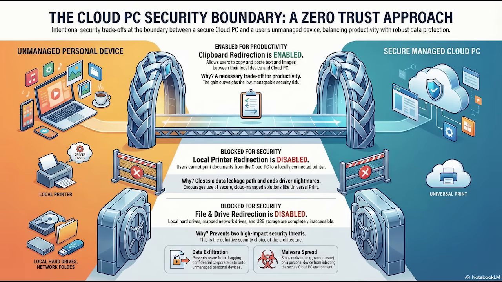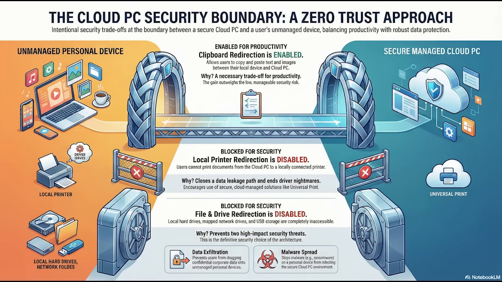It's justified by closing two major high-impact security vectors. First, it prevents the data exfiltration of corporate data to unmanaged local storage. If you can't map the drive, you can't accidentally or intentionally drag a proprietary file from SharePoint onto your personal, unprotected laptop. Okay, that makes sense. And the second vector? Equally critical, it prevents the lateral movement of malware. If a user's personal laptop is infected with ransomware, blocking drive mapping prevents that malware from being able to traverse the session and potentially encrypt files stored within the secure Cloud PC environment.